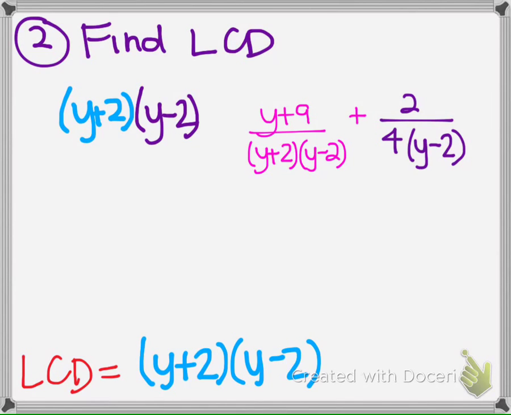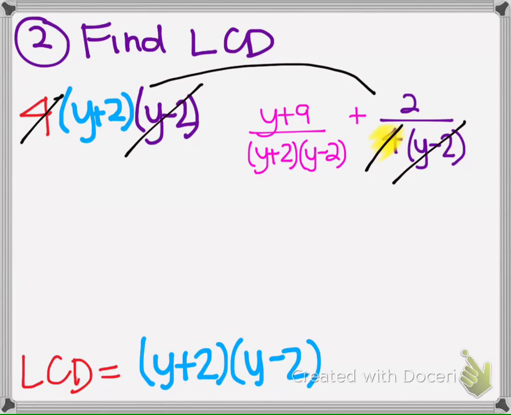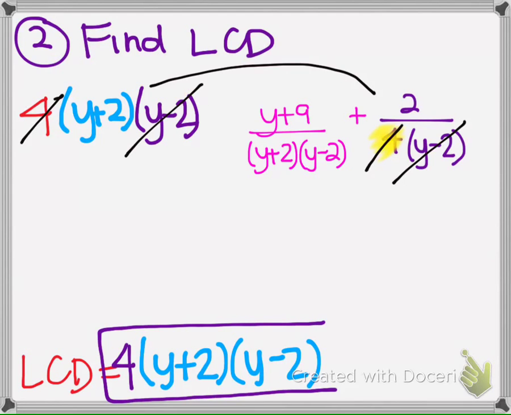Okay, now I look at the next fraction. It has a 4 here, so I'm going to need a 4 also. So that when I am multiplying these fractions, that 4 will cross out with that 4, and that y minus 2 will cross out with that y minus 2. So we have everything we need. We just needed the 4. So that is our least common denominator.